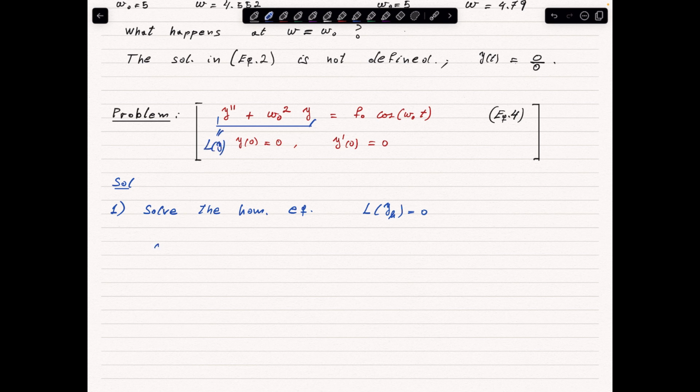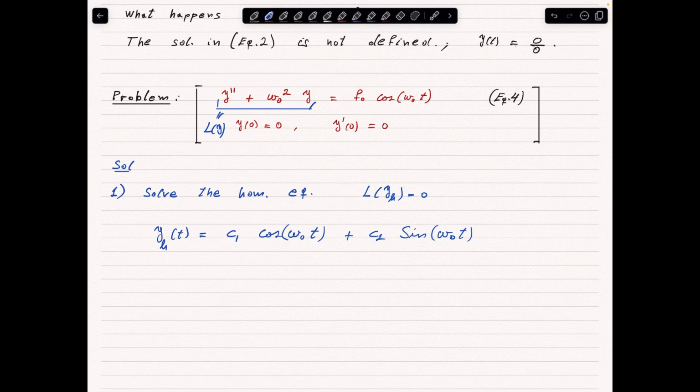We got that solution, so we are going to write it down again here. It's a linear combination of cosines of the natural frequency of the system times t plus some other constant times sines of the natural frequency times t. Okay, we got that. So now we need to solve the non-homogeneous equation.